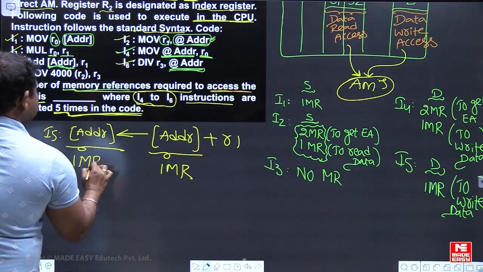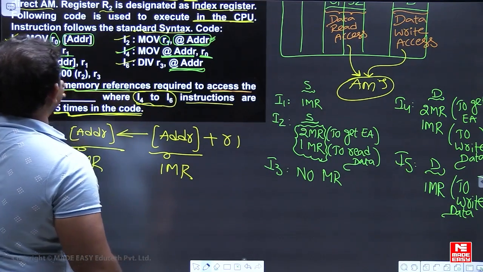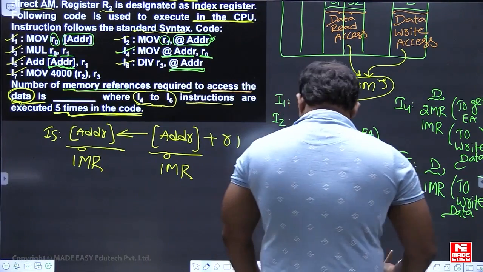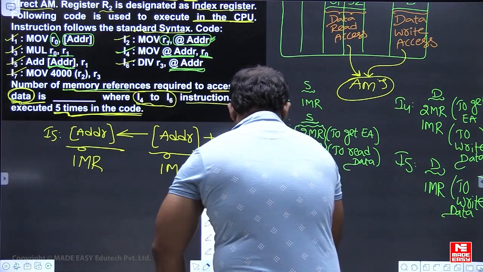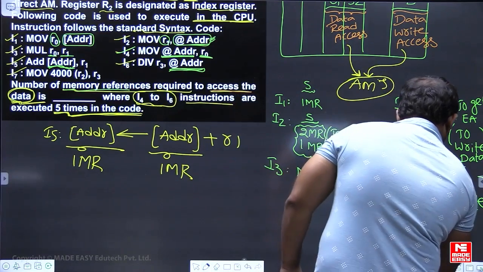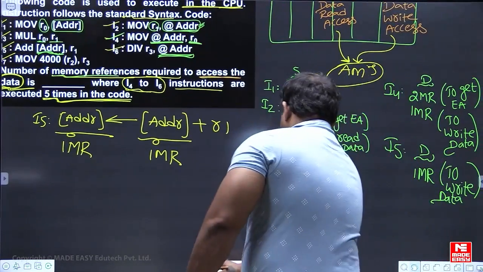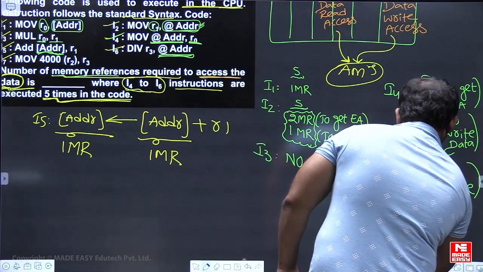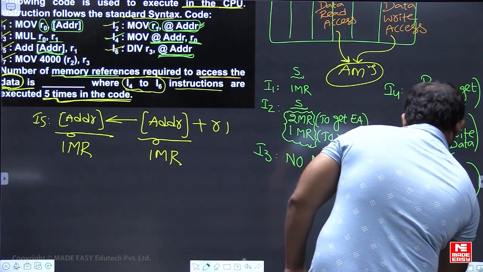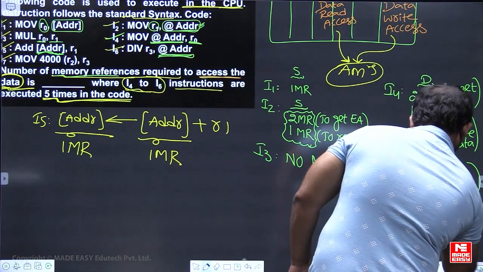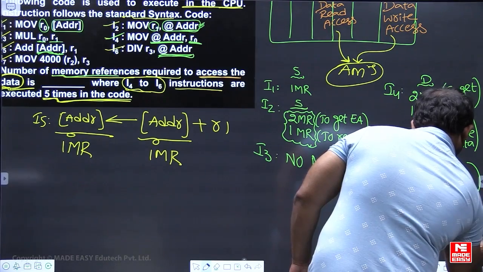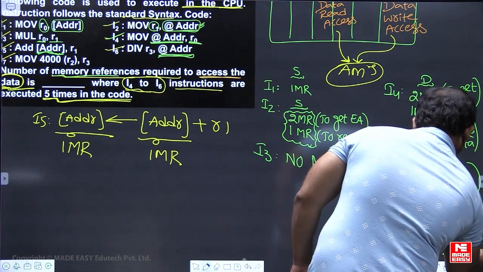Yes. This is the data manipulation instruction. Therefore, destination and source 1 need 1 MR each, to read data. This is important, dear students.